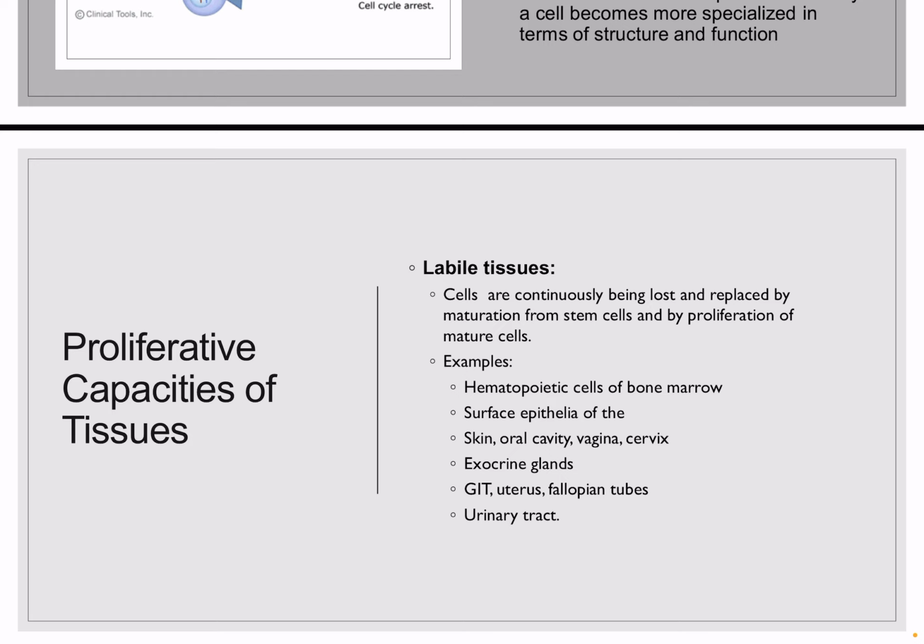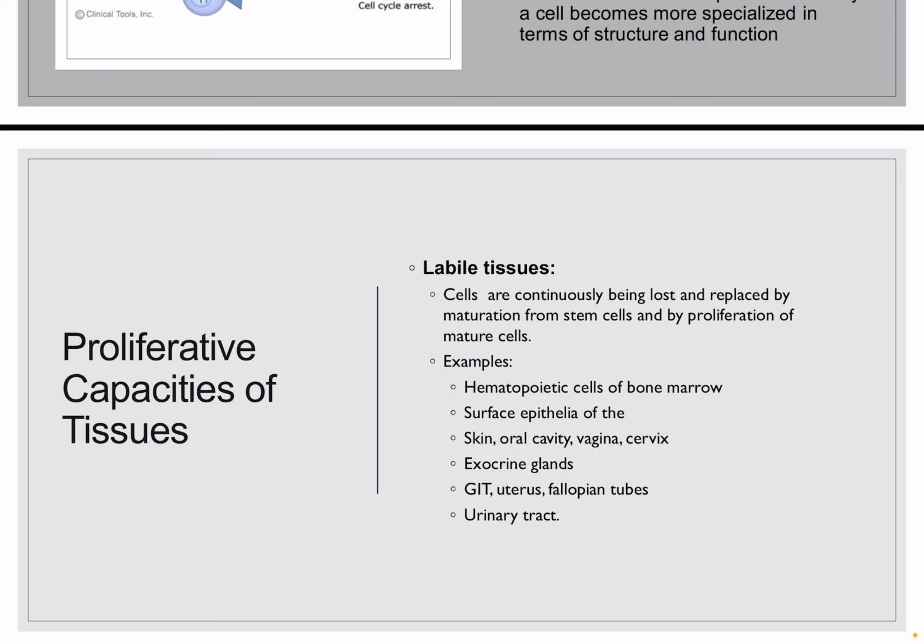Then your surface epithelium. Wherever we have epithelium: in the skin, in the oral cavity, in the mouth, in the GI tract, in the female genital tract, the cervix, the vagina, the uterus, the fallopian tubes, exocrine glands, urinary tract. All these are examples of organs which are lined by epithelium. And in the epithelium, as I told you in aging, cells divide up to a certain number of cell divisions and then they stop dividing and die by apoptosis. So the old, exhausted cells are dying, they are shed off, and the new cells take their place, and these tissues are called labile.